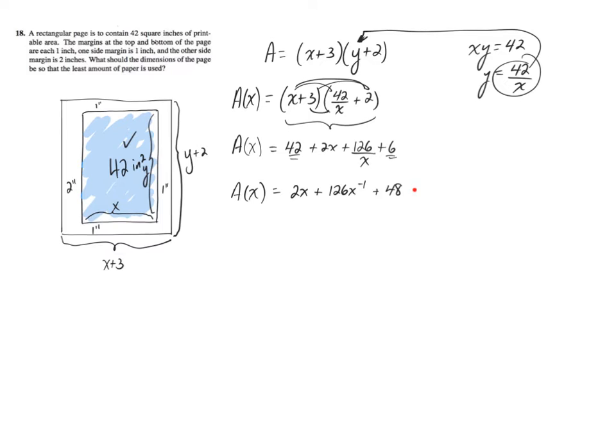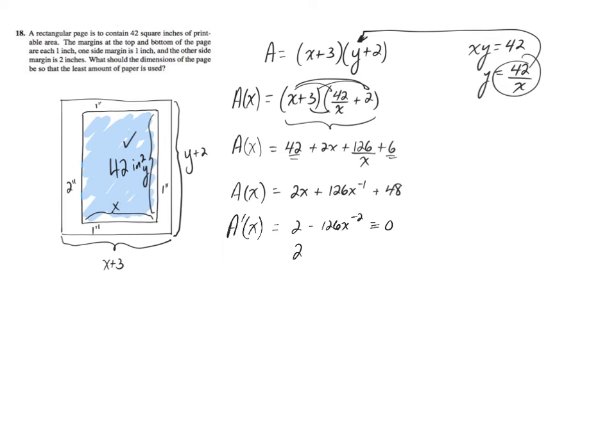Problem is you haven't done the derivative yet. We've done a lot of algebra, but we haven't done any calculus yet, so we want to make sure we first take the derivative, which would be 2, and then minus 126 x to the negative second. The derivative of 48, of course, is just 0. Set that guy equal to 0, and we can go about solving this thing for our critical numbers.